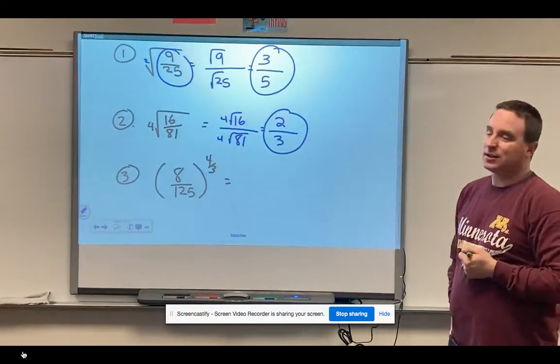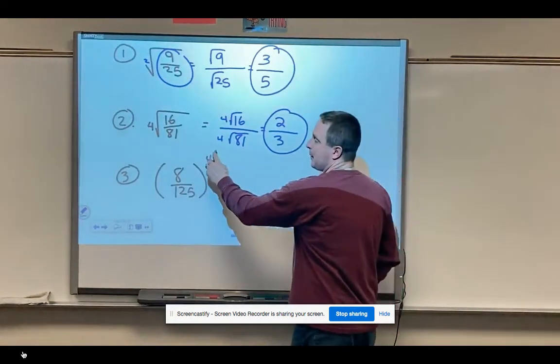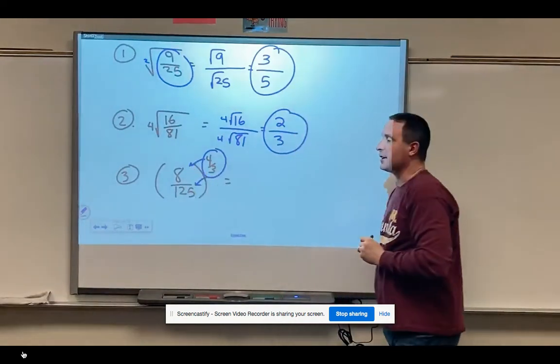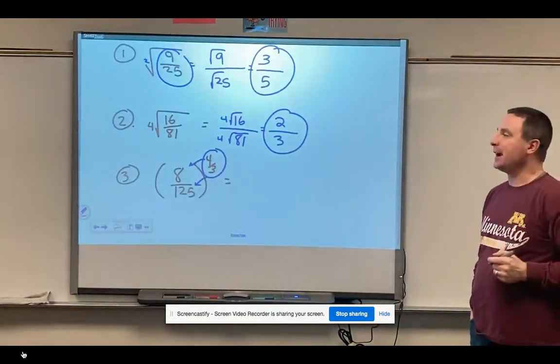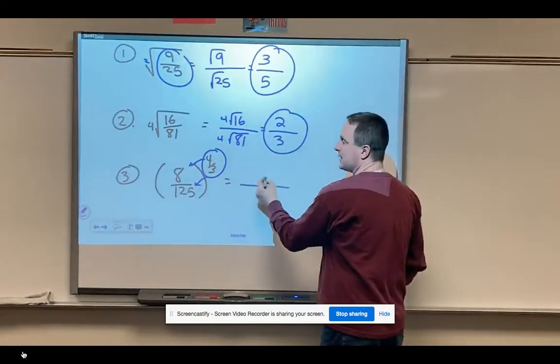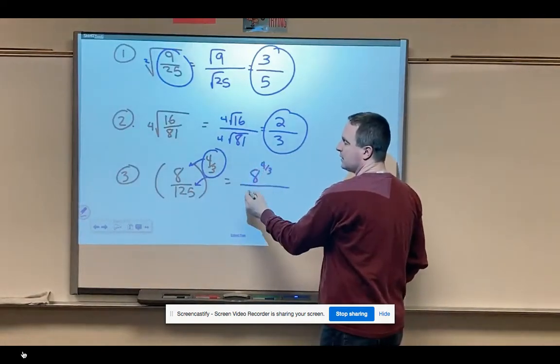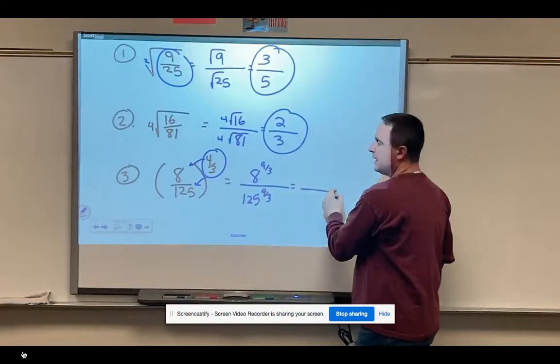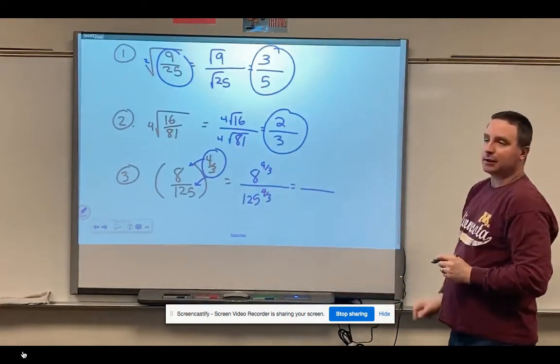How about this guy? This last one. Ooh, this one looks a little crazy. If you remember from the properties of exponents, this goes here, and it goes here. Now, it's not starting in radical form, but it's a fraction with a fractional exponent. Well, again, let's keep it separate. 8 to the 4/3 over 125 to the 4/3. Okay, separate it. Let's do each one separately.